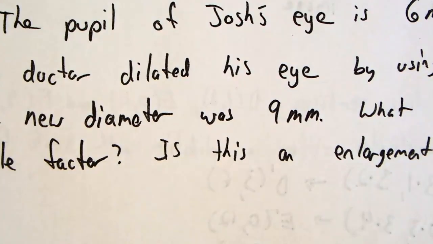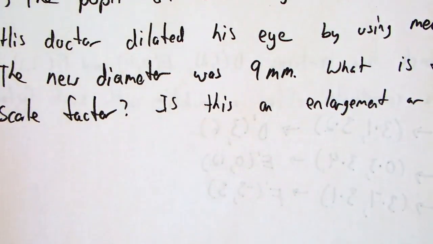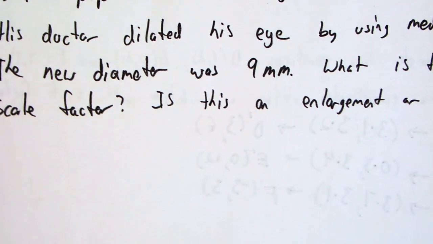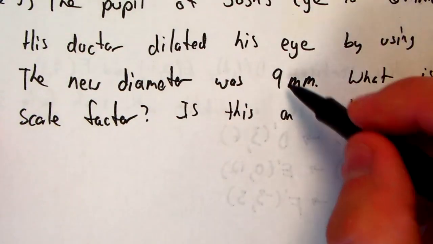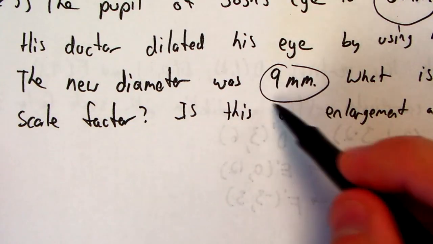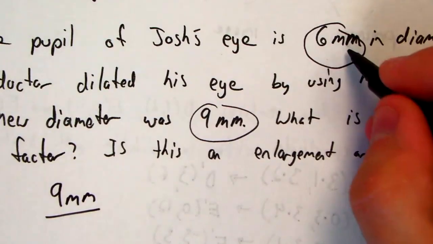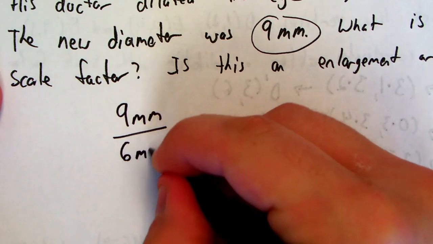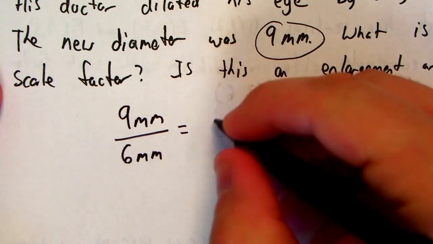So in example 3, the example says the pupil of Josh's eye is 6 millimeters in diameter. His doctor dilated his eye by using medicine, and it is now 9 millimeters. So what's the scale factor? And is it an enlargement or a reduction? So first thing we want to look at is the dimensions. So here's one, and here's one. This is the new dimension, so we're going to go 9 millimeters. This is the original, which happens to be 6 millimeters.